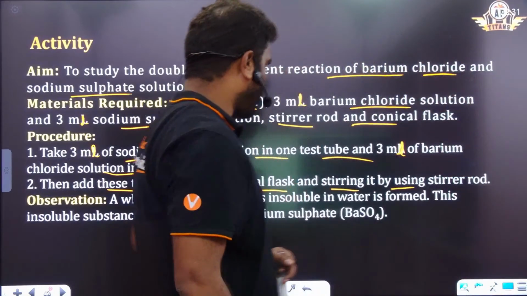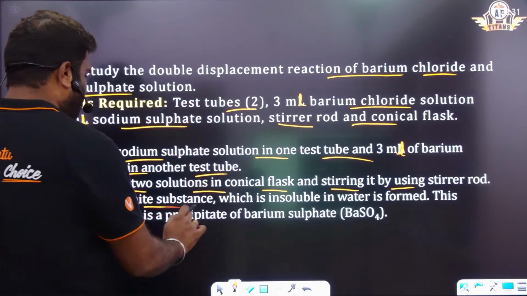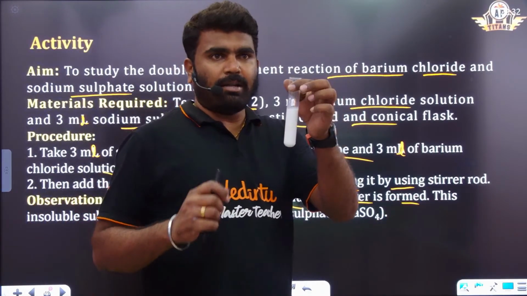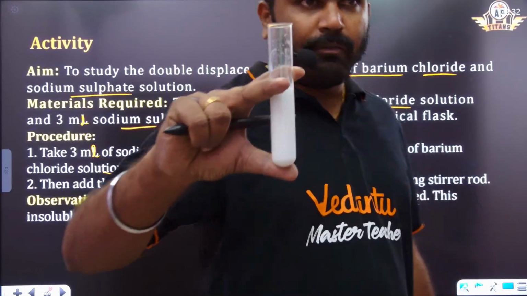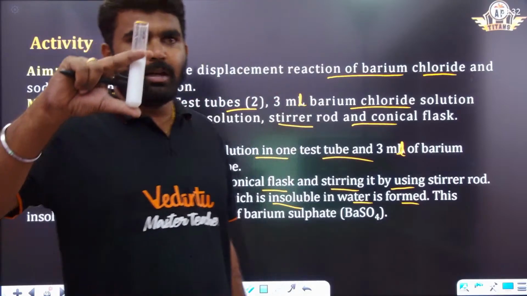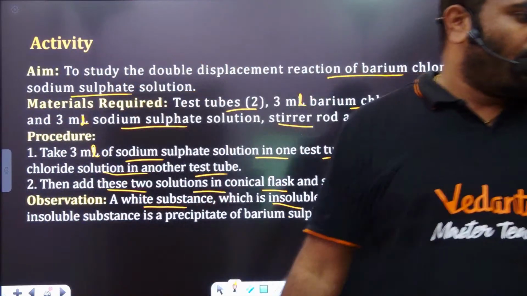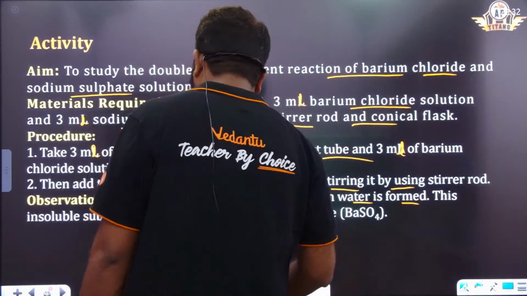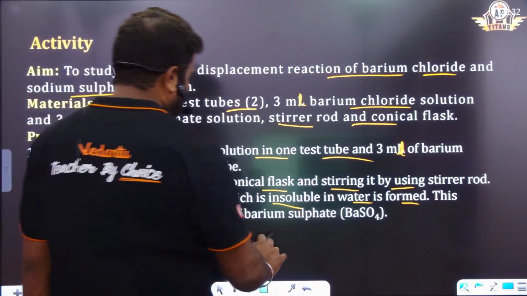Now a white substance which is insoluble in water is formed. So you can see a white substance is formed which is insoluble in water. So the white substance that is formed is what, beta? Insoluble in water. So this insoluble substance is the precipitate of barium sulfate.